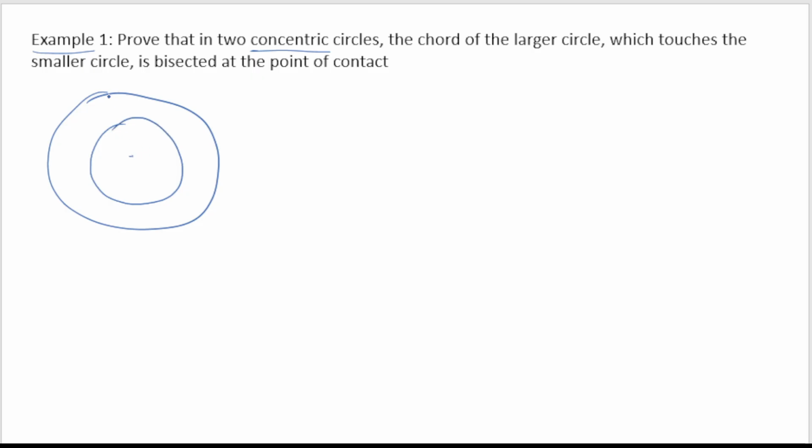Next one. These are the examples that are given in NCERT. We will solve these. Prove that in two concentric circles, the chord of the larger circle which touches the smaller circle is bisected at the point of contact. See, there are two circles and the center is the same for these two circles. These are called concentric circles. That means one circle is lying inside another circle and both circles have the same center.